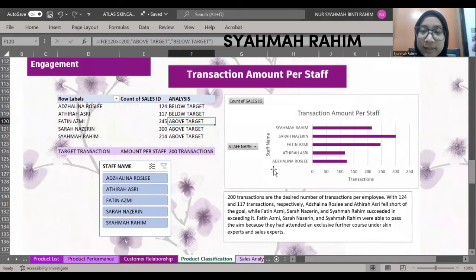According to the analysis that has been done, 200 transactions is the desired number of transactions per employee. With 134 and 117 transactions, AZHALINA and ATHIRAH fell short of the goal, while FATIN, SYAHMAH, and SYAHMAH succeeded in exceeding it. FATIN, AZMI, Sarah NAZERIN, and SYAHMAH RAHIM were able to pass the aim because they had attended an exclusive further course under a skin expert and a sales expert.